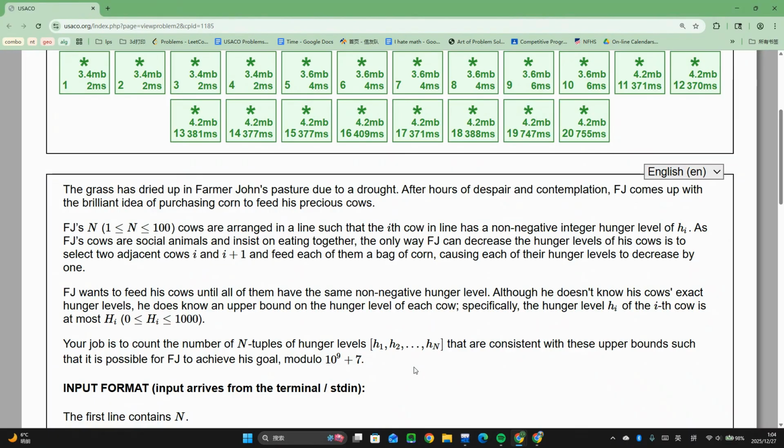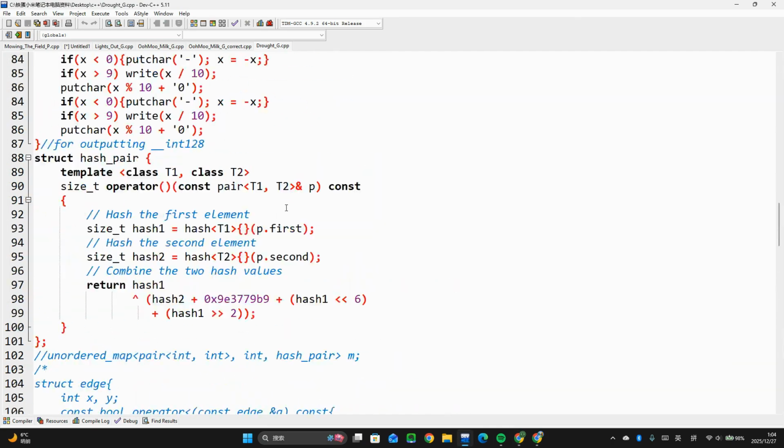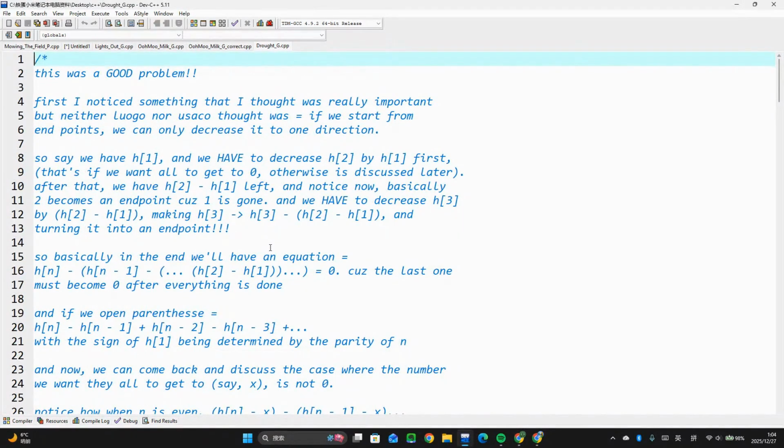Even though it's clueless in the middle, if you look at the endpoint, an endpoint can only be decreased with the single element next to it. So after you make the endpoint 0 or x or whatever that you want to make it, now the new element becomes the endpoint, and then you can just keep doing that on and on. So using this endpoint trick, you actually simplify this problem by a whole lot.